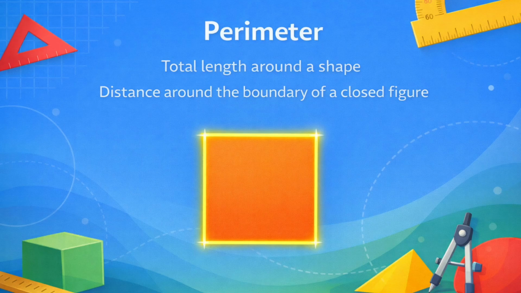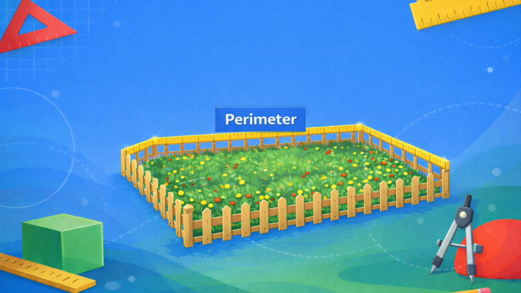Perimeter is the total length around a shape. In simple words, it is the distance around the boundary of any closed figure. For example, imagine you want to put a fence around a garden. To know how much fencing wire you need, you must measure the boundary of the garden. That boundary length is called the perimeter.